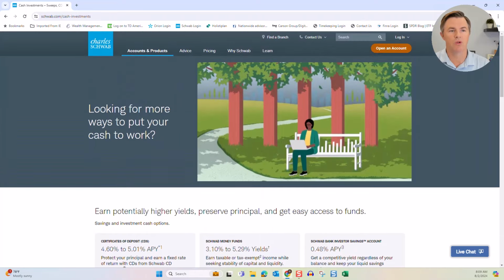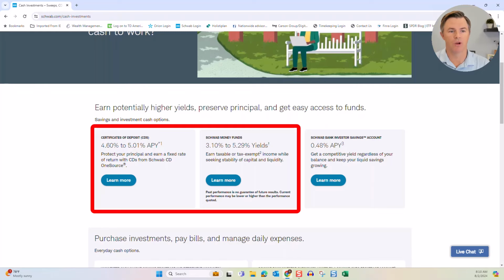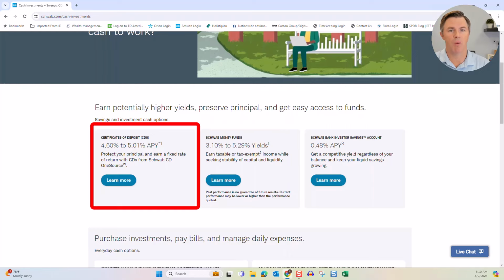So the first place you'll want to go is schwab.com/cash-investments. So that's where I am right now. So clearly you can see on this page that there are other options to earn higher yields than the Schwab default money market. So we have other money market funds and also certificates of deposit. If you're willing to invest your money for longer term, you might want to consider using the certificates of deposit. There are a number of CDs issued by banks that Charles Schwab deals with.